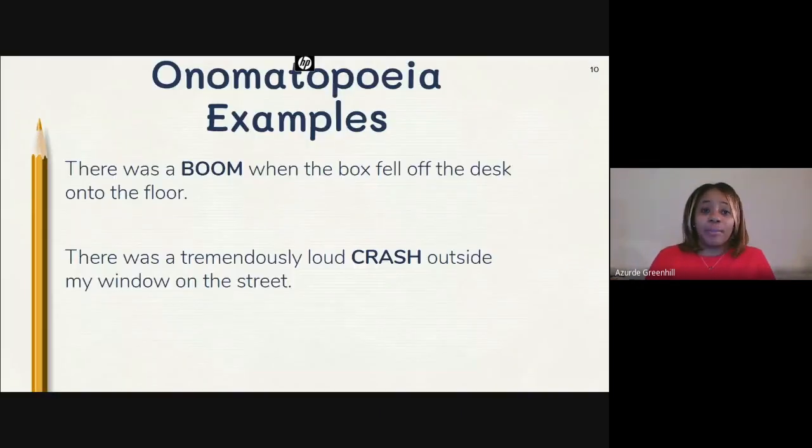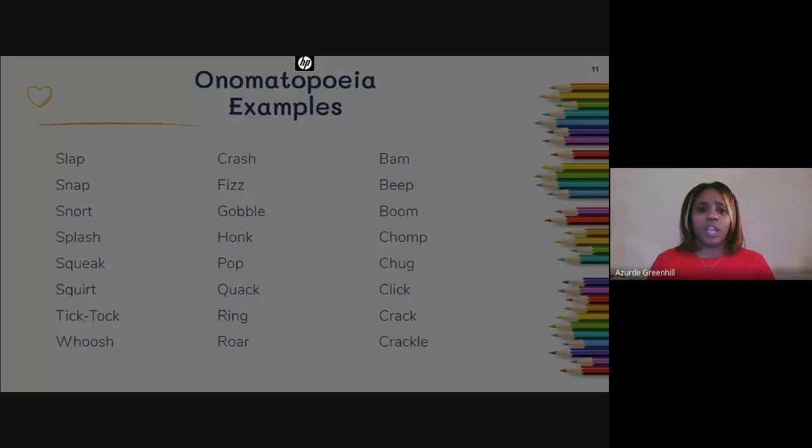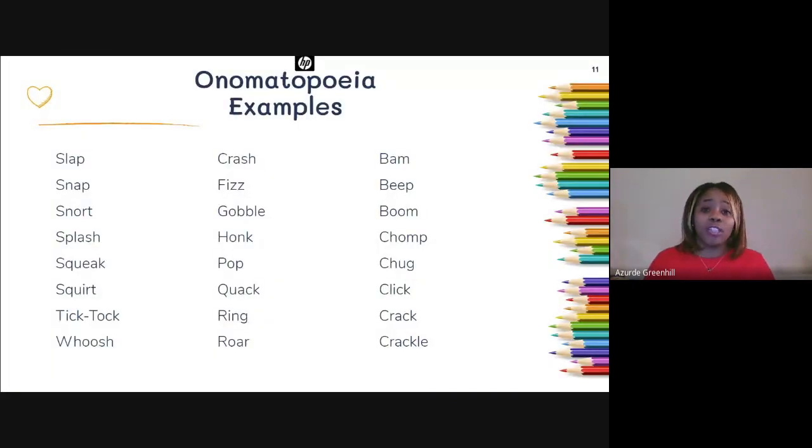So some examples: there was a boom when the box fell off the desk onto the floor. If you've ever heard something fall, it sounds like a boom or a crash. There was a tremendously loud crash outside the window on the street. So if you've heard two things collide before, it sounds like a crash. So these are some common words that you will see in onomatopoeia sentences.